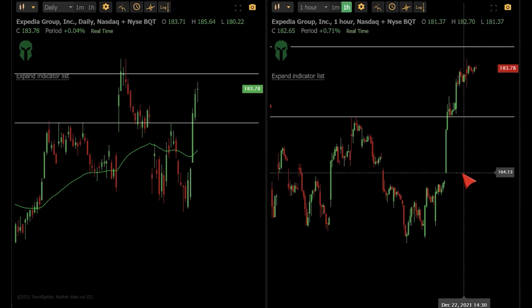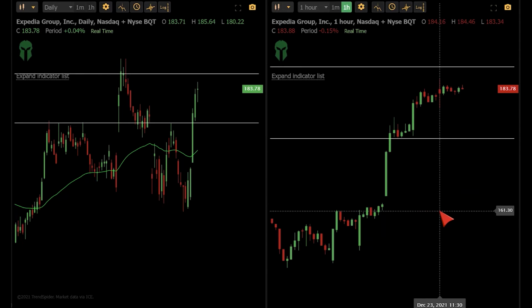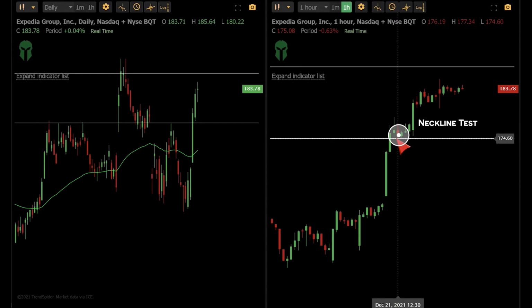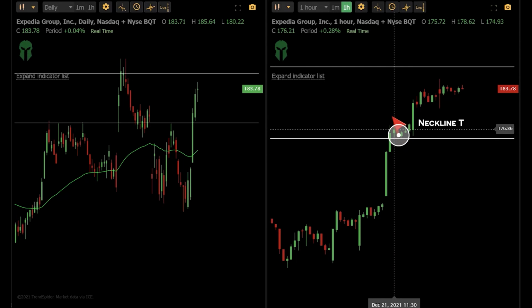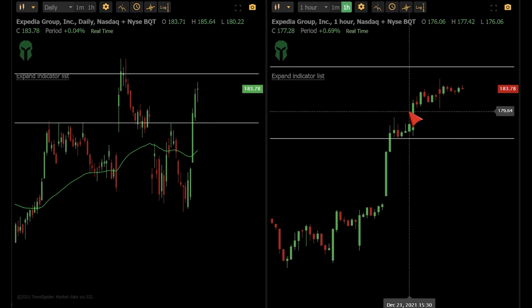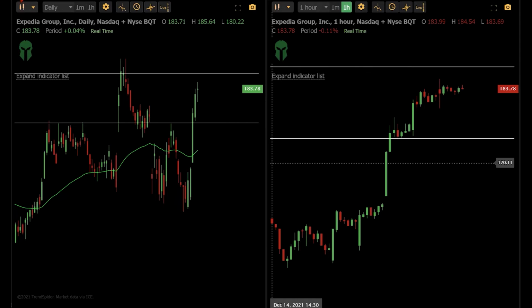Now, what's beautiful about this example is you can see the test of the neckline. So that tells you everything that you need to know, right? Because now you've retested where you're at and you can see these. And then you can see the follow through. Let's just do one more so we make sure that we actually grasp this concept.